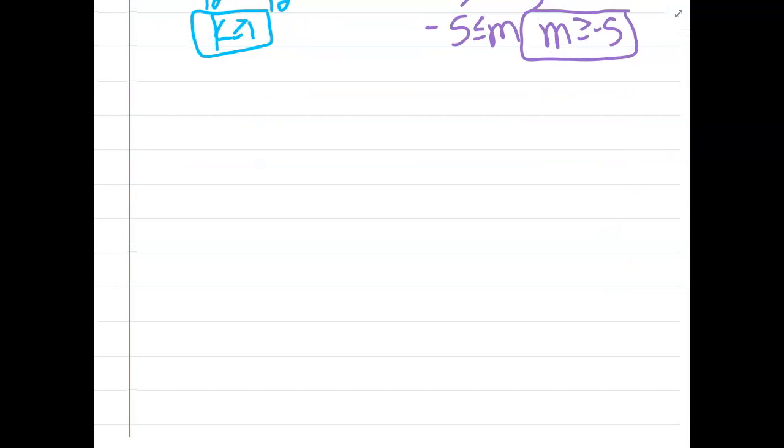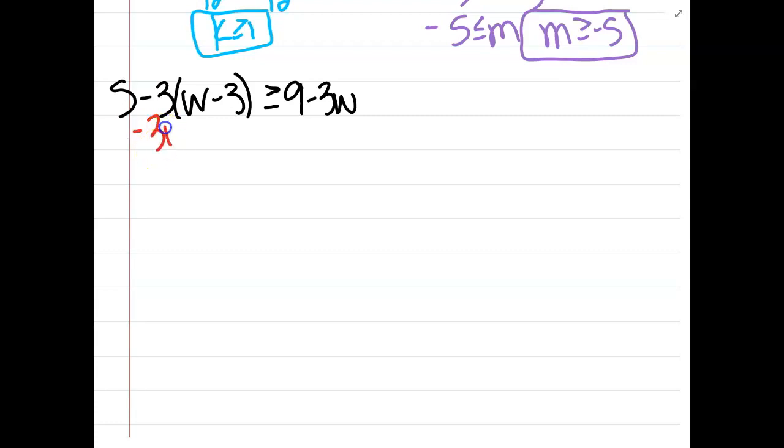Okay, what about negative 3 times w minus 3 is greater than or equal to 9 minus 3w. So first thing we distribute, be very careful anytime you're distributing a negative. Make sure you distribute that negative sign to both places. So this is going to be a negative 3w, but negative 3 times a negative 3 would be a positive 9. Is greater than or equal to 9 minus 3w.